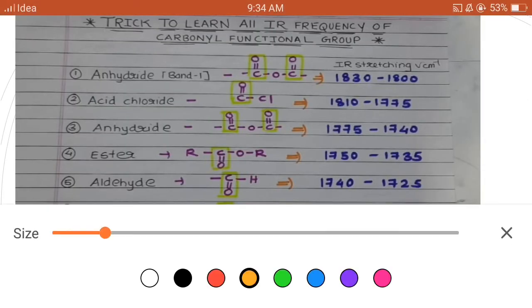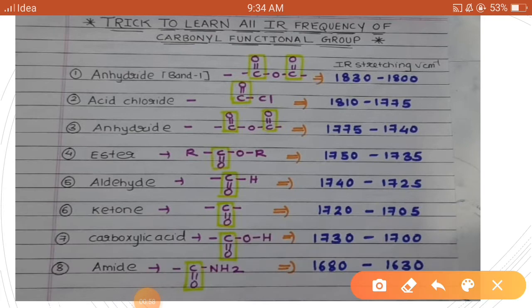Here you can see I have arranged all the carbonyl functional groups in the decreasing order of their stretching frequency. It means that anhydride has the highest stretching frequency, which is written at the top, and amide, which has the lowest stretching frequency, is written at the bottom. After that, anhydride, acid chloride is there, then anhydride. Here you can be confused that anhydride is repeated twice.